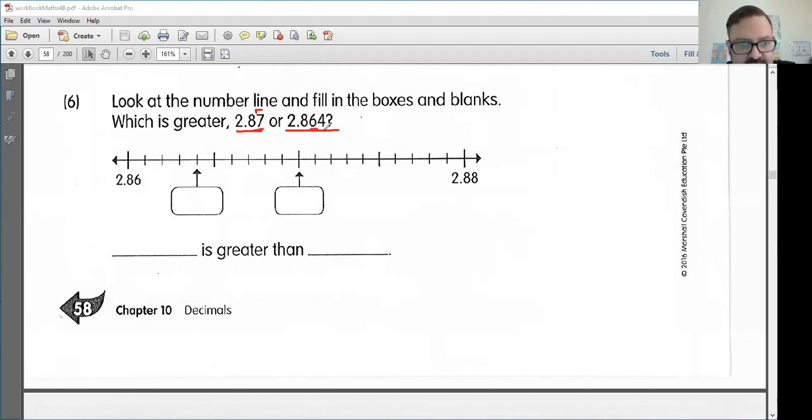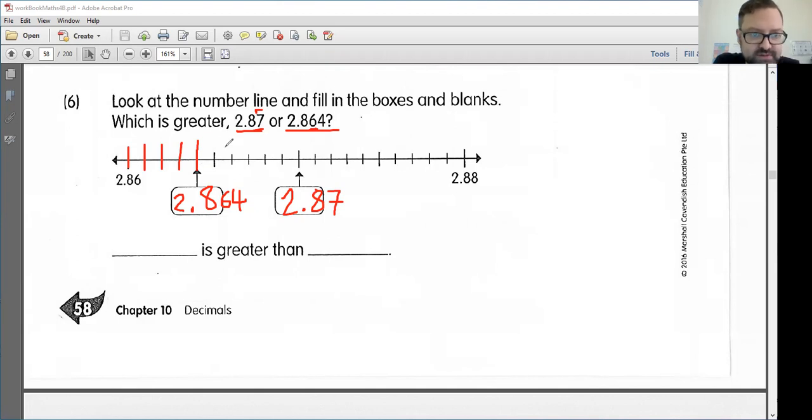So this 2.864 is smaller than 2.87. So let's put this one here. 2.864. And this should be 2.87. And let's make sure we work this out on the number line. Here I have 2.86. This next number should be 2.861, 2.862, 2.863, and hey, this works out.